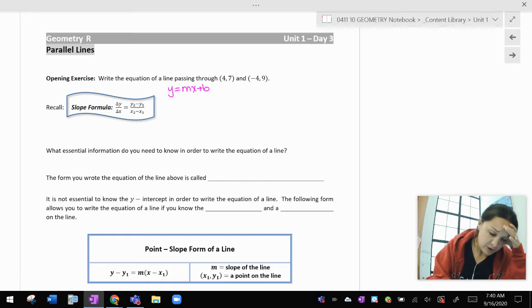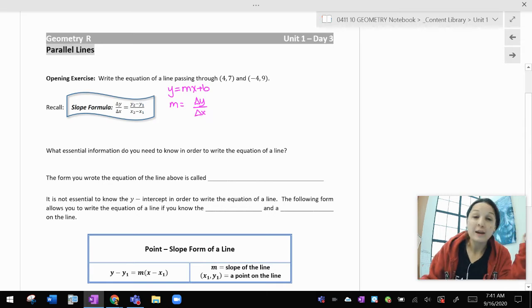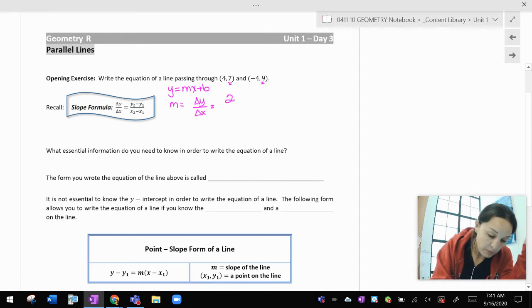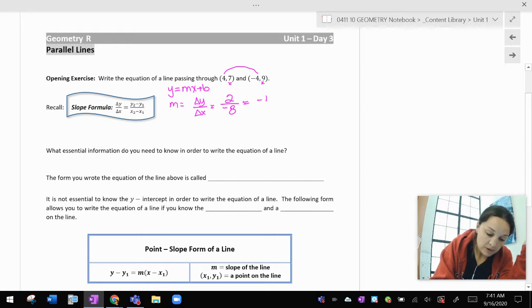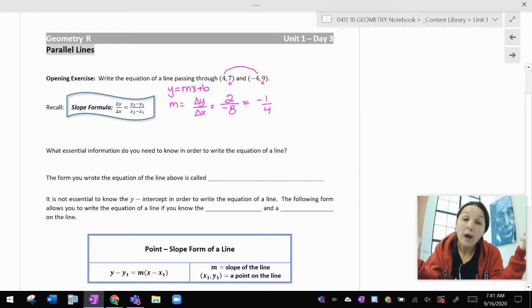So if I want to find the slope, I can just find the slope between the points. So m is going to be delta y divided by delta x. And I'm going to do that using my head and say, well, from 7 to 9, my change in y is that it went up 2, and x went from 4 to -4, which is down 8. And 2 over -8 is the same as -1/4. So I have a slope of -1/4.